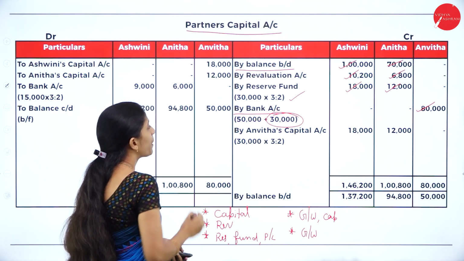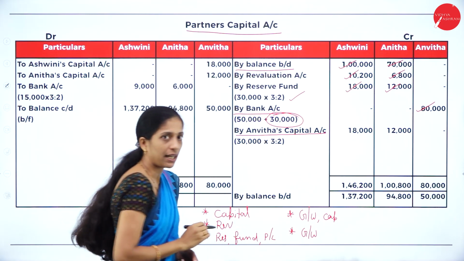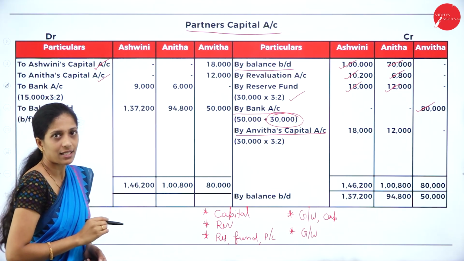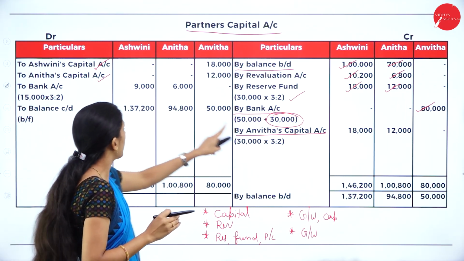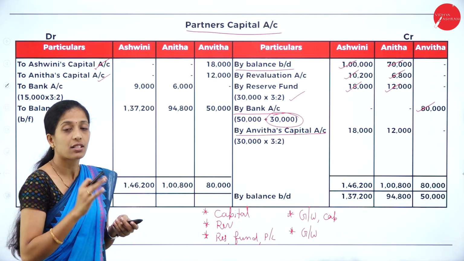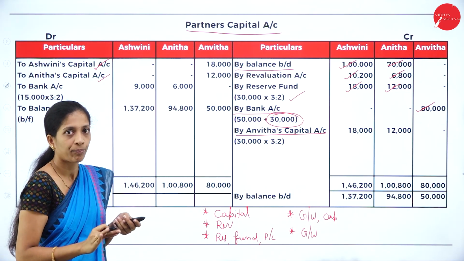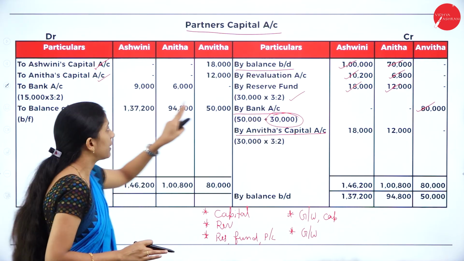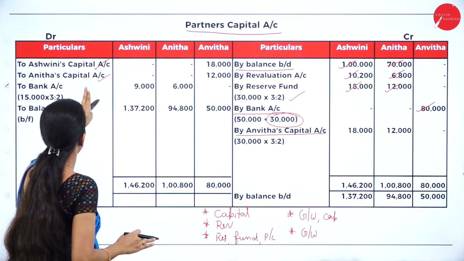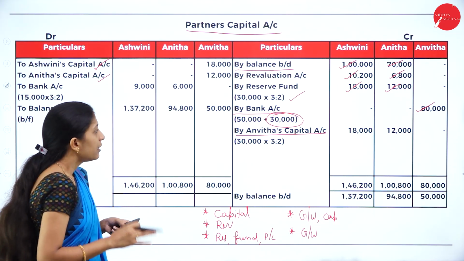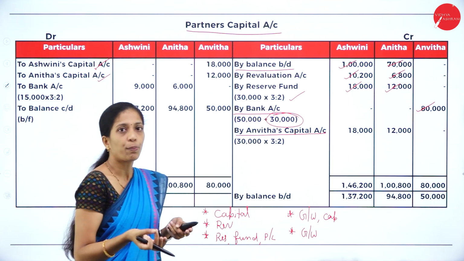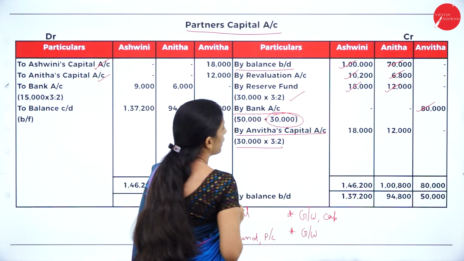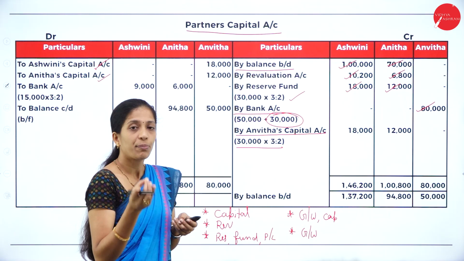Okay. So who is the new partner? By Anvita's capital account debit to old partners, Ashwini's capital account and Anita's capital account. So new partner's capital account debit to old partner's capital account. This is as per Accounting Standard 26. Okay. So your entry is: new partner is Anvita, Anvita's capital account debit to old partners, Ashwini's capital account and Anita's capital account. Now, this 30,000 which the new partner has brought has to be distributed in the sacrifice ratio, 30,000 into 3:2.